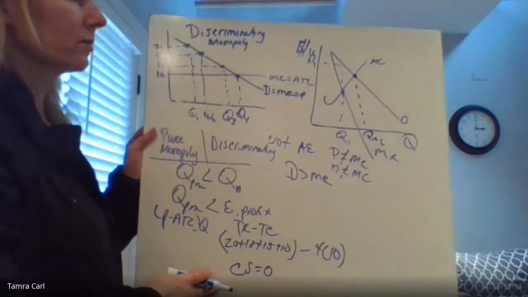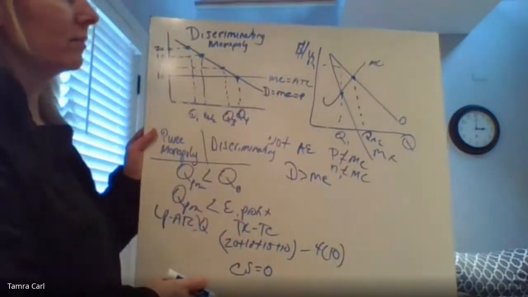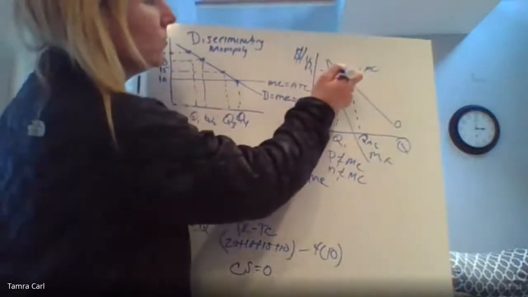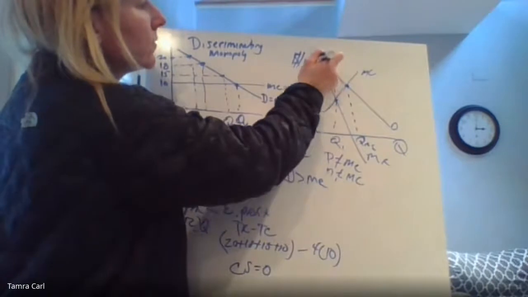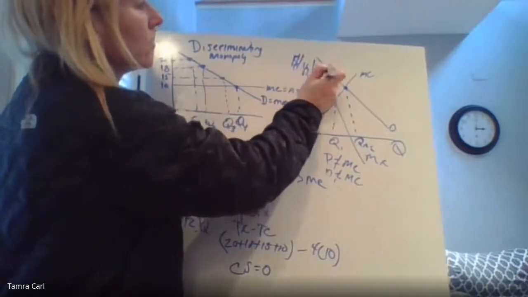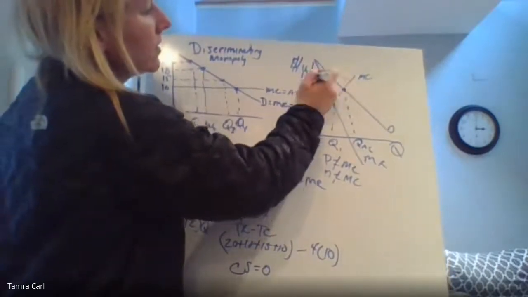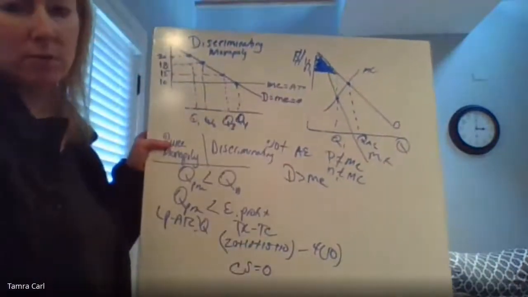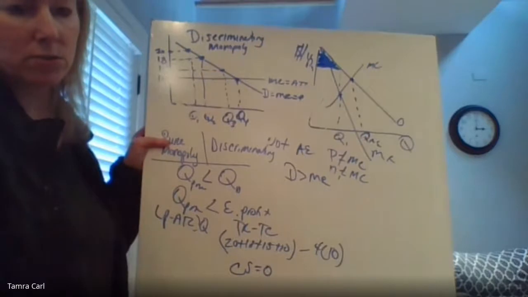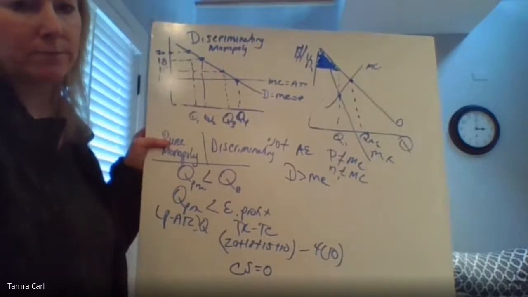For the pure monopoly, the consumer surplus, this is the price that they're charging it at. The consumer surplus, if I make this demand curve like that, this is going to be the consumer surplus. Below the demand curve and above the equilibrium price, that's going to be the consumer surplus for the monopoly.